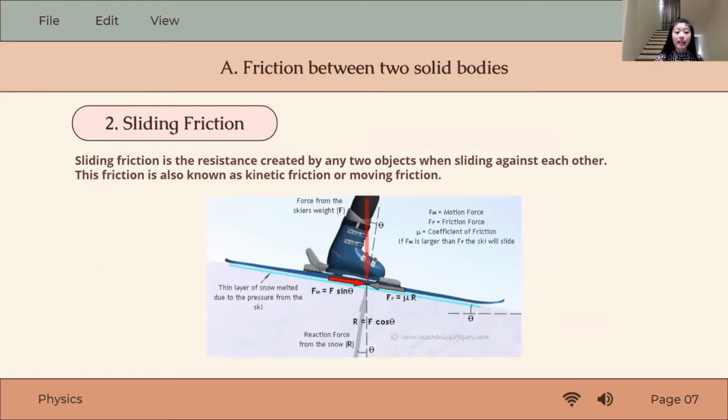Sliding friction. Sliding friction is the resistance created by any two objects when sliding against each other. The most common example is skiing. You're sliding on a surface of the snow. This friction is also known as kinetic friction or moving friction.